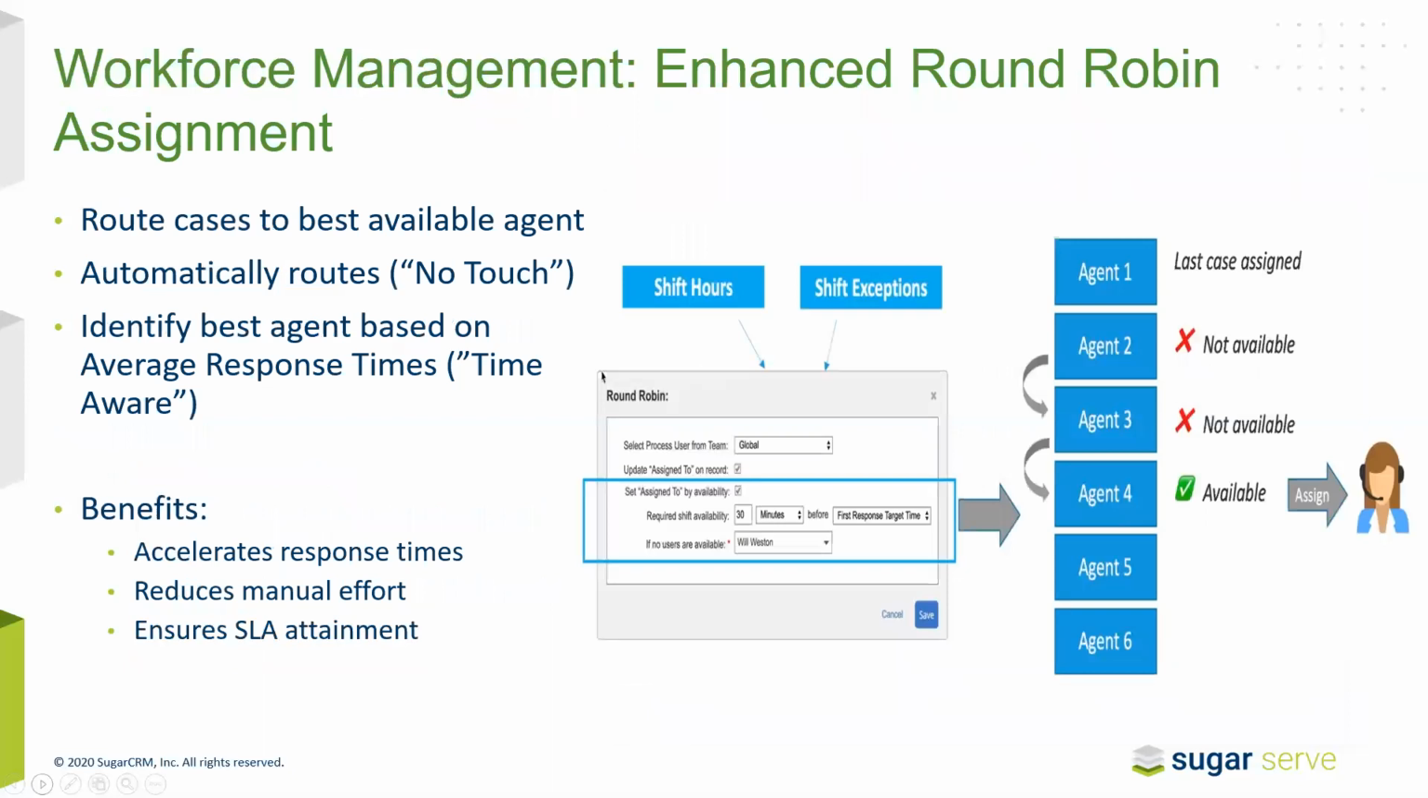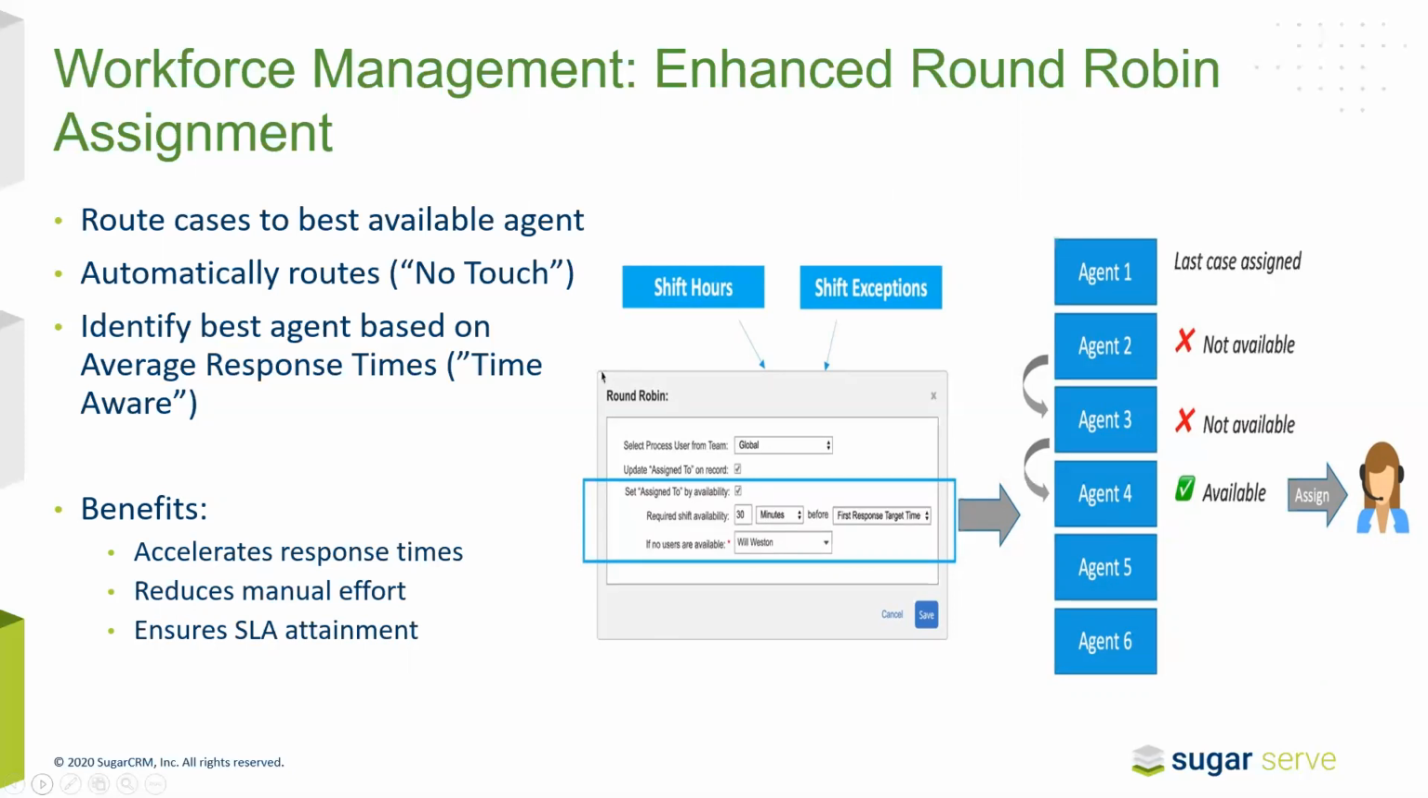Now, once you have shift management, then we can do this capability, which is something else we're introducing. It's called enhanced round robin assignment. So basically, what it'll do is take incoming cases and route them to the best available agent based on region, call center, availability, as well as estimated time to complete the case and whether or not an agent has that amount of time available.